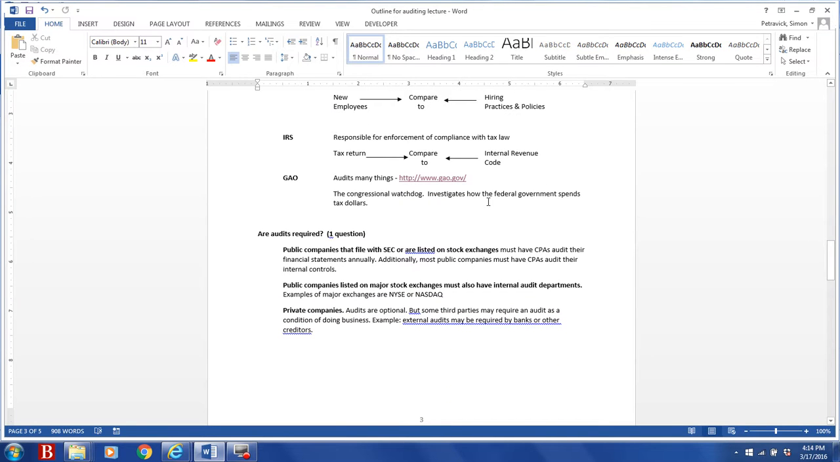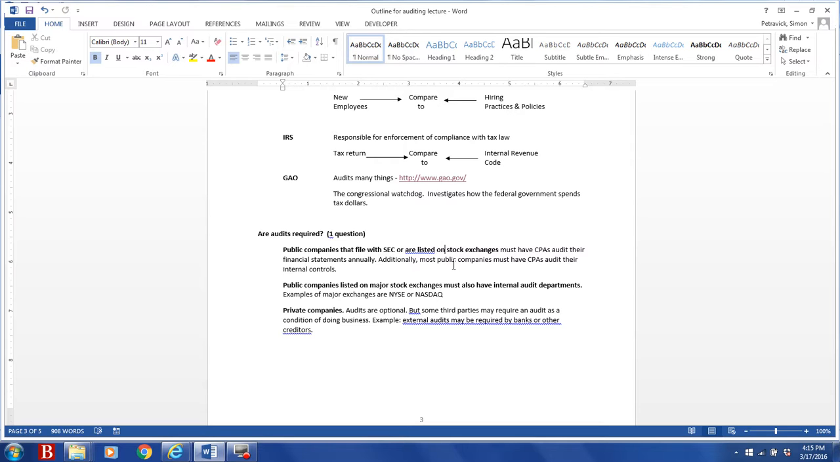The next area we're going to look at is whether or not audits are required. And so if you are or work for a public company where you file with the SEC or are listed on a major stock exchange, you must have a CPA audit your financial statements annually. And in addition to that, because of the Sarbanes-Oxley Act, most public companies also have CPAs audit their internal controls.